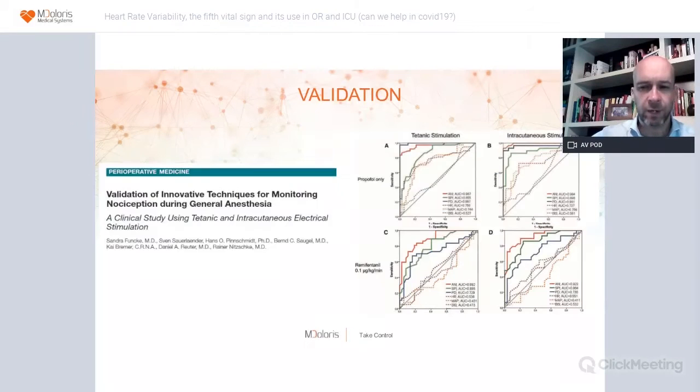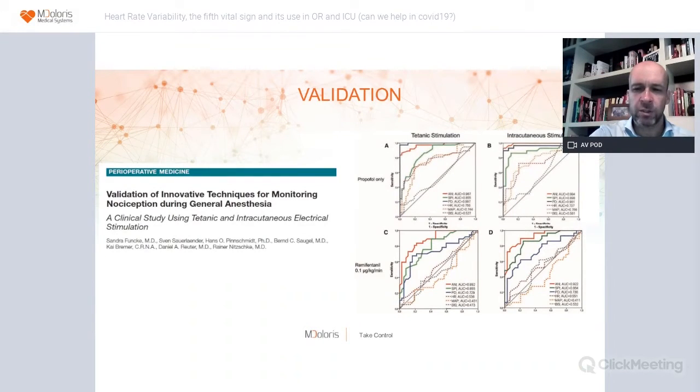But we have to validate it, right? We're going to validate it. We have nearly 160 publications already, but I would say that with just 2 publications that I'm going to show you, you will be able to demonstrate that ENI is very useful.